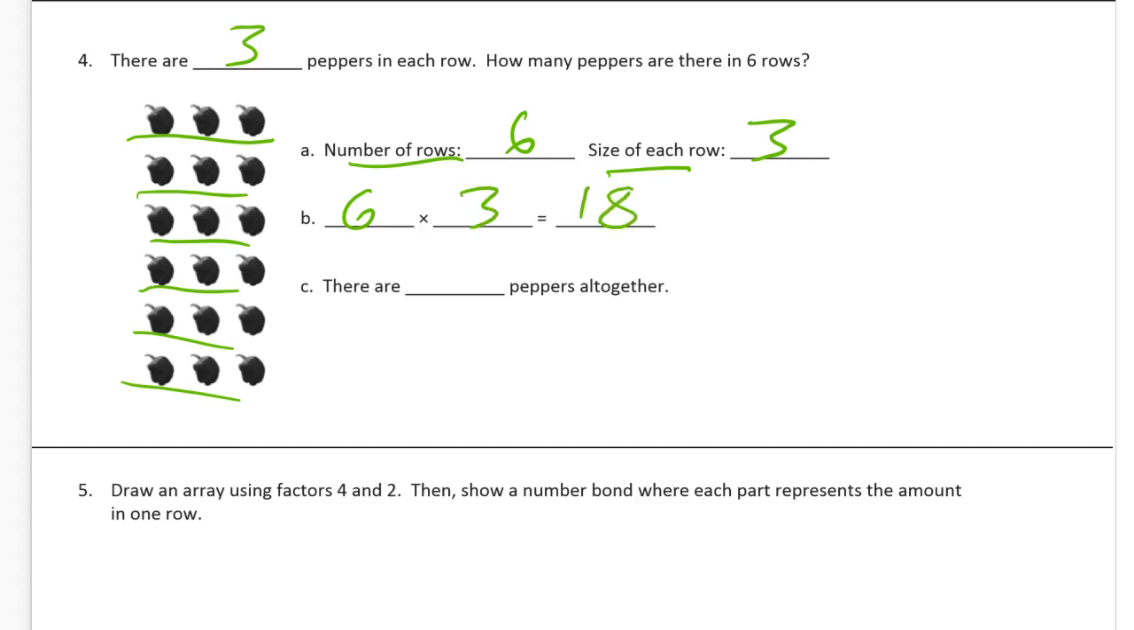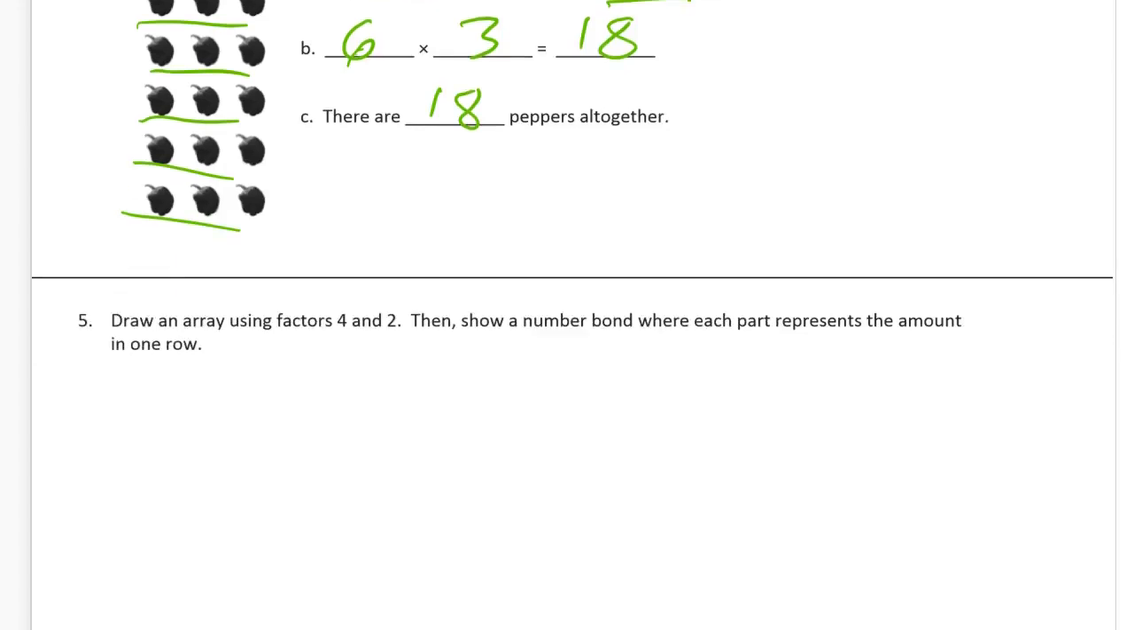18. We've been practicing this one. 6 times 3 equals 18, or 3 times 6 equals 18. Practice that in lesson 1 homework and lesson 2 homework. And here it is again. There are 18 peppers altogether. And we're going to keep going.